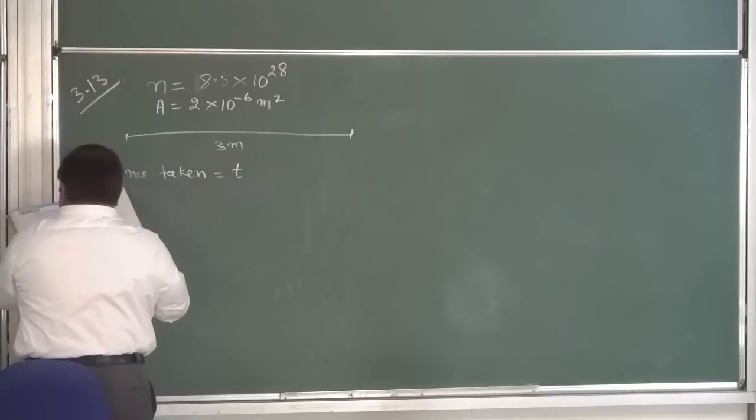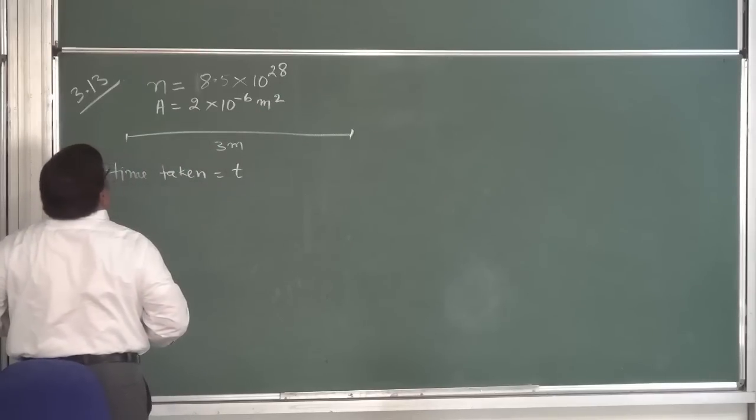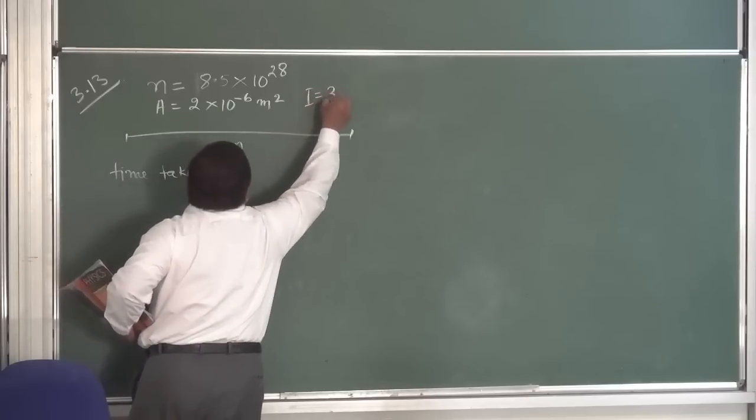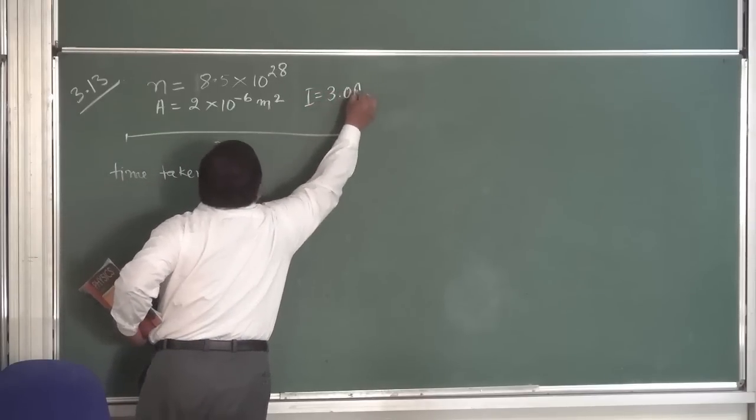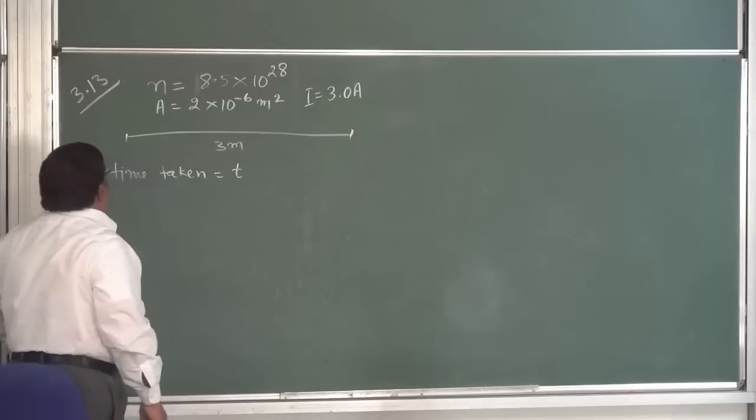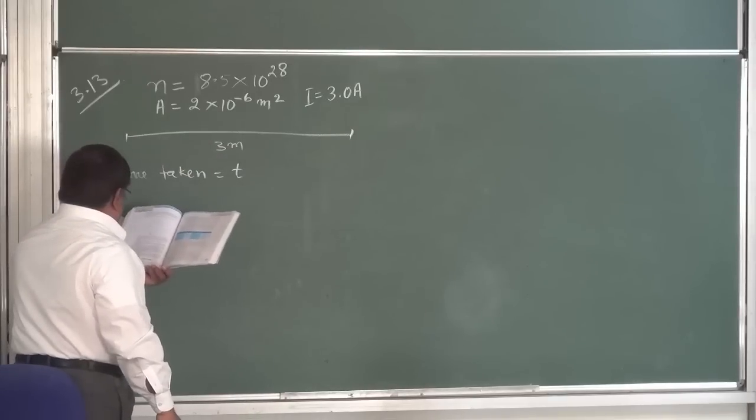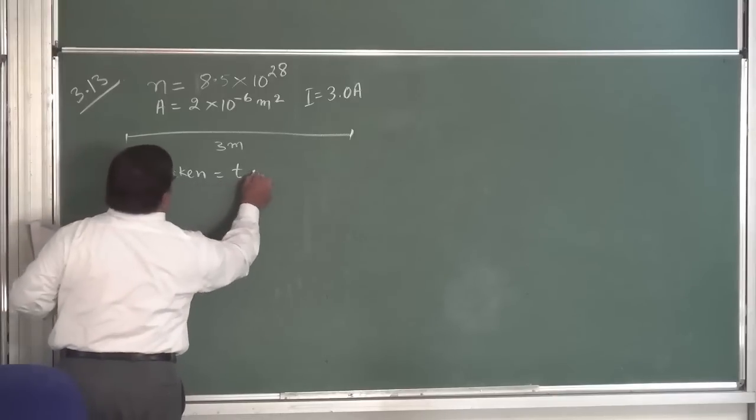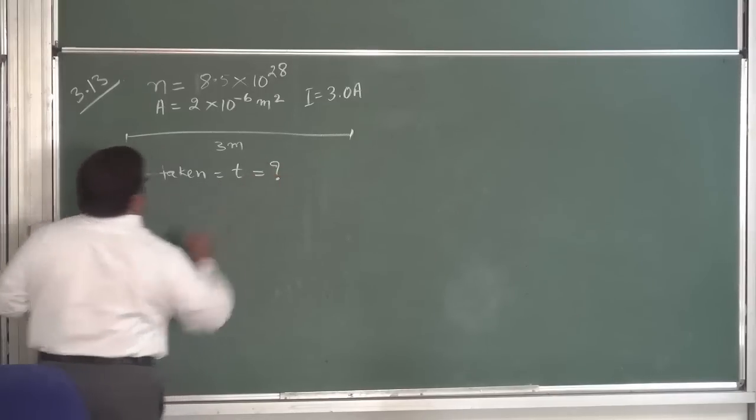Any other thing? And it's carrying a current of 3 amperes. Most important, it's carrying a current of 3.0 ampere. These are the data given to us, and what we are supposed to find out. How long does an electron take? Time taken T. This we are supposed to find out.